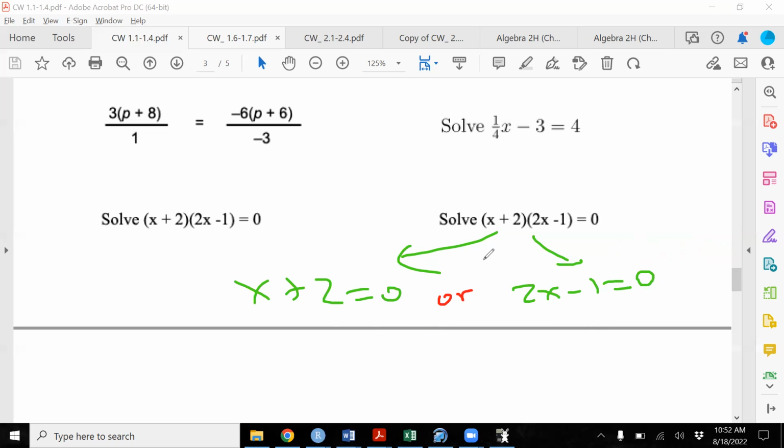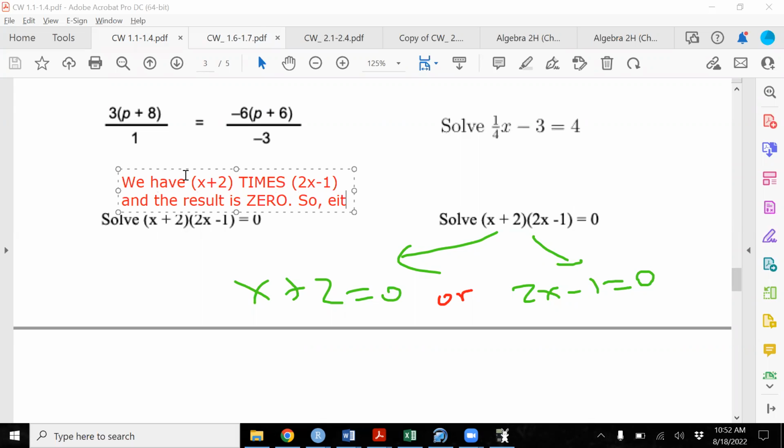Okay. Why am I doing this? This is called the zero product property. Anything times zero is zero. You have two things being multiplied here. Let me write this as a text box. We have x plus 2 times 2x minus 1, and the result is 0. So either x plus 2 equals 0, or 2x minus 1 equals 0. You don't have to write all this out, but I just want to emphasize what's happening here.